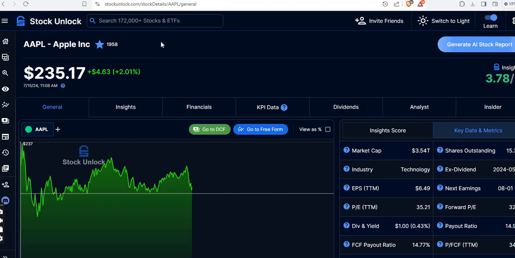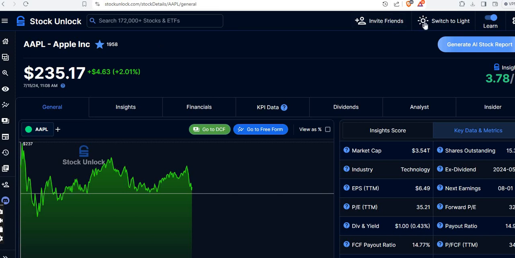All right, so today I wanted to do something a little bit different than what I normally do. I'm going to do a tutorial, for lack of a better word, on Stock Unlock. I'm sure they have done it personally, but again, I'm just going to go through my personal things I like the most, what I look for when researching stocks, all that kind of stuff.